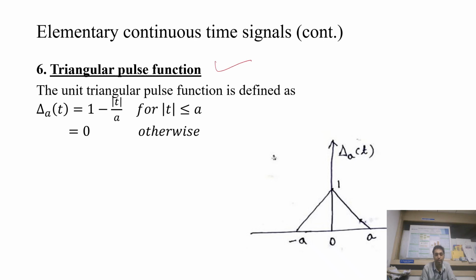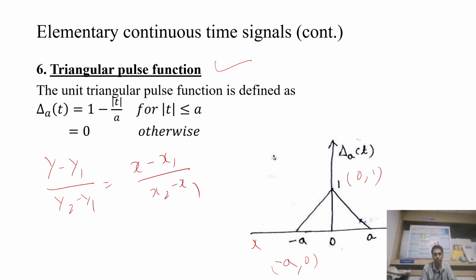Next is triangular function. Triangular pulse function is what? You can see here. Okay, we know that one equation is that, let it be the x-axis. Okay, this is the x-axis, the value is minus a, y 0. This is 0, 1. Okay, we know the formula that y minus y1 by y2 minus y1 is equal to x minus x1 by x2 minus x1. So if I put my values here, first this is x1, y1, x2, y2. Okay, x2 is 0, y2 is 1 here, x1 is minus a, y1 is 0.